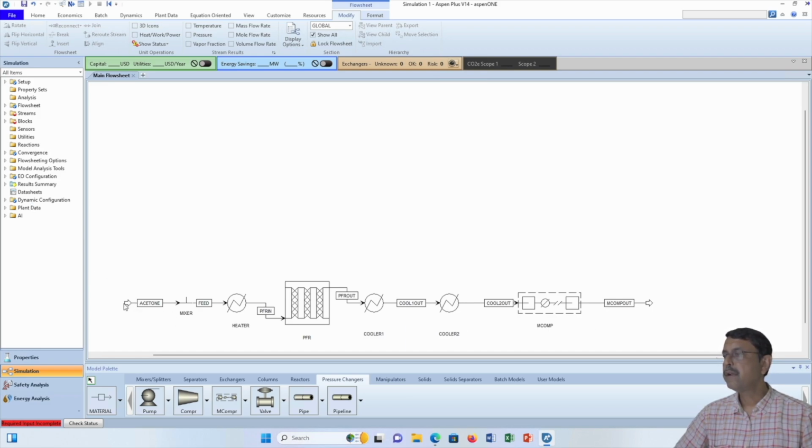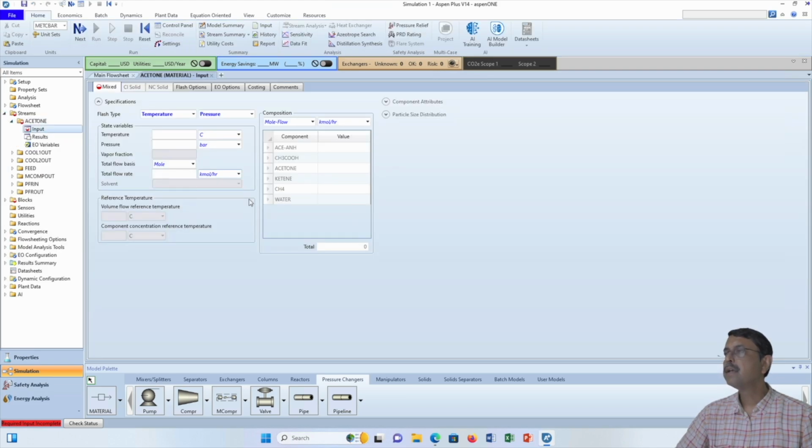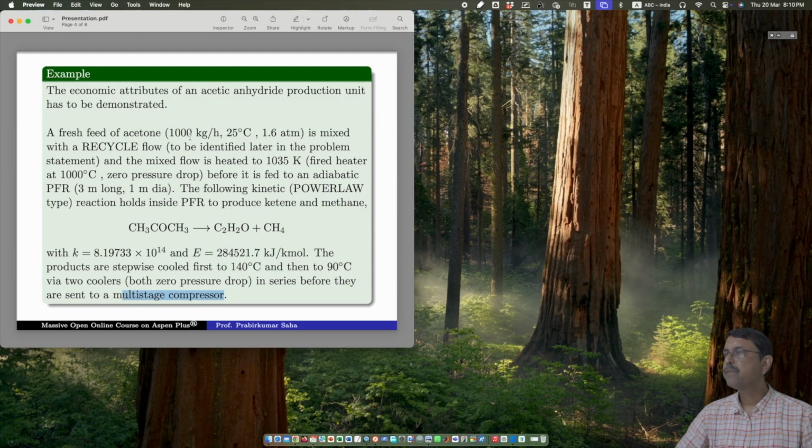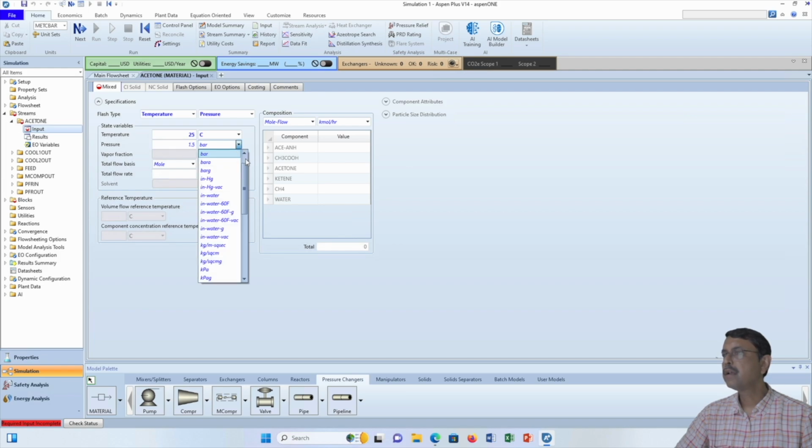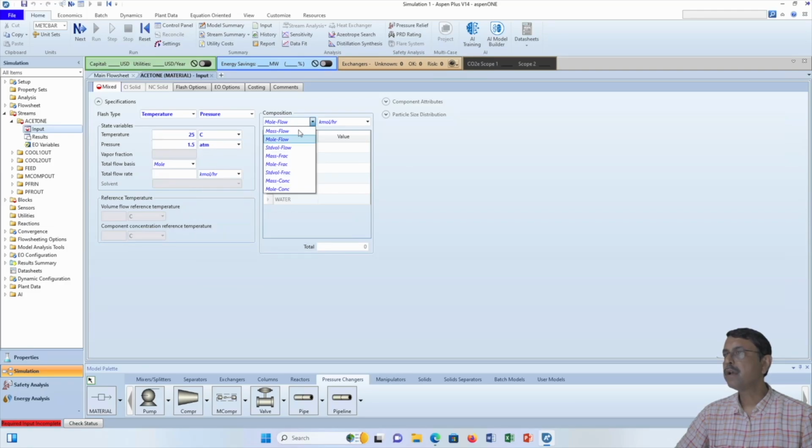Okay, so first we have to fix the acetone. What is the flow rate, temperature and pressure of acetone? It is 1000 kg per hour, 25 degrees centigrade and 1.5 atmosphere. So it is 25, 1.5 atmosphere and 1000 kg per hour, right? So it is 1000 kg per hour of acetone.